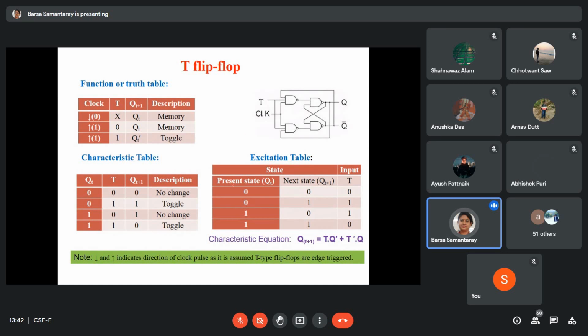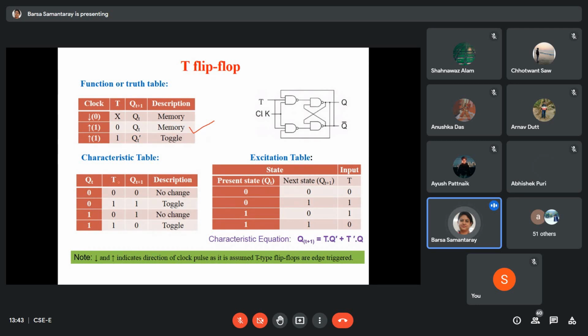J gets 0, K gets 0. So output is just nothing but memory. But if the T input is 1, then output is Qt dash. That means your Q state will toggle. So if this is 1, then this will become 0. So that is your characteristic table.